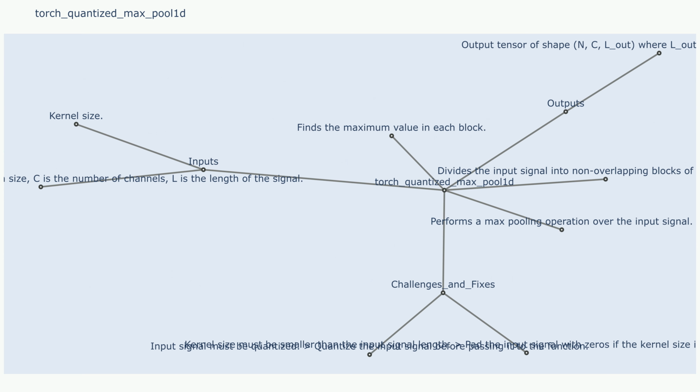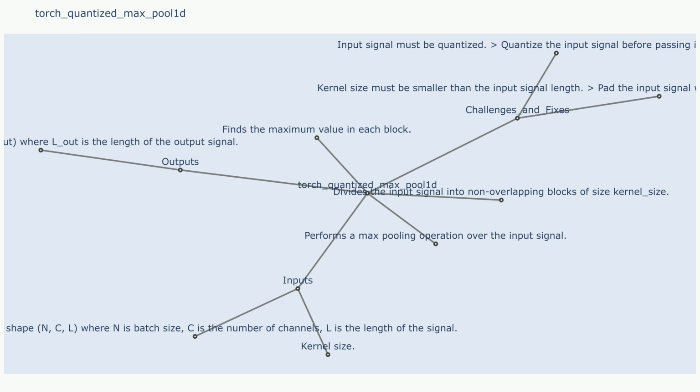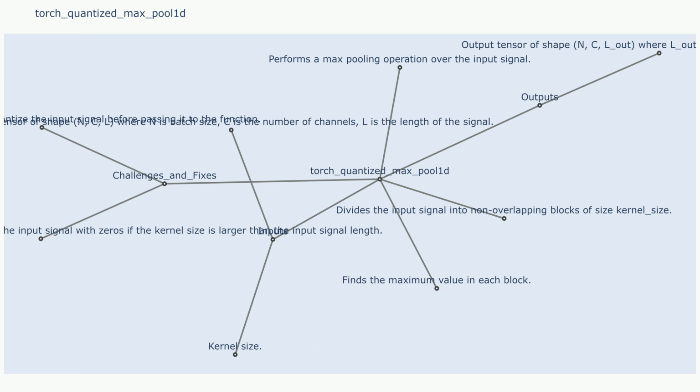Challenge 3. The kernel size, stride, padding, and dilation parameters must be positive integers. Sample use case that resulted in challenge 3: passing a negative integer as the kernel size parameter. Fixes to challenge 3. Ensure that all parameters are positive integers.